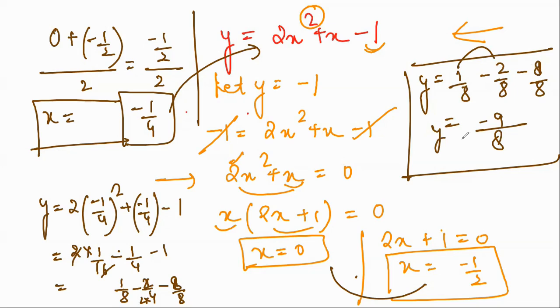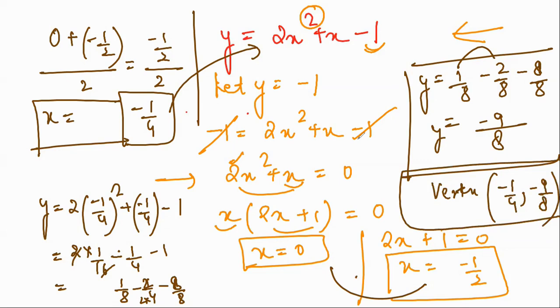After this, what do I have to do? Now, what is the vertex? The vertex coordinate is: what is the final x? x is -1 by 4, and what is y? That is -9 by 8. So this is the vertex of the parabola.